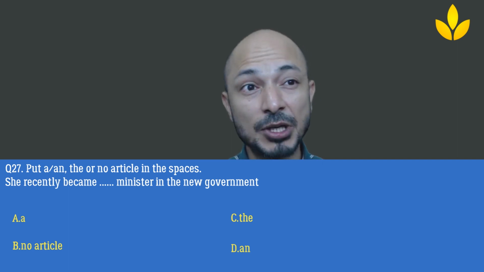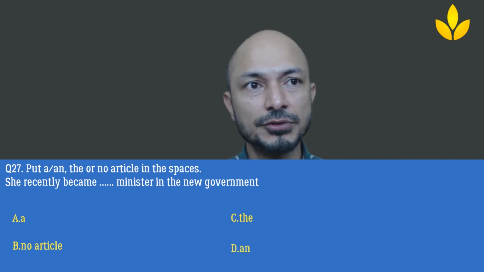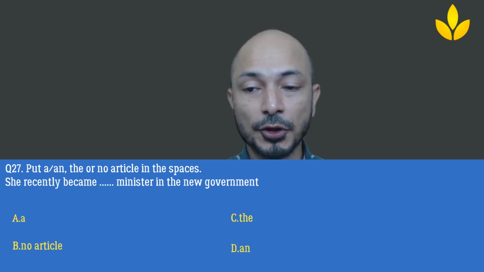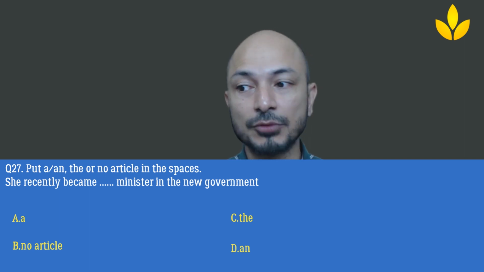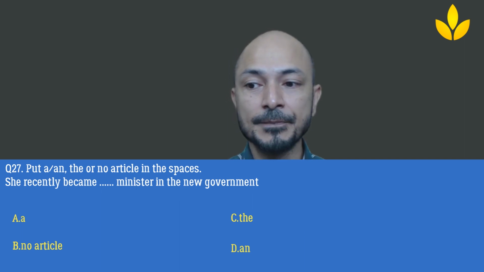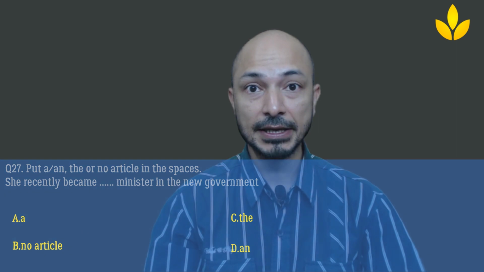So she is not any particular minister, but she's just a minister in the new government, which is why we use the indefinite article a. Of course, it cannot be an because minister doesn't start with a vowel sound. And we have to use the article a over here. Option A is the correct option.